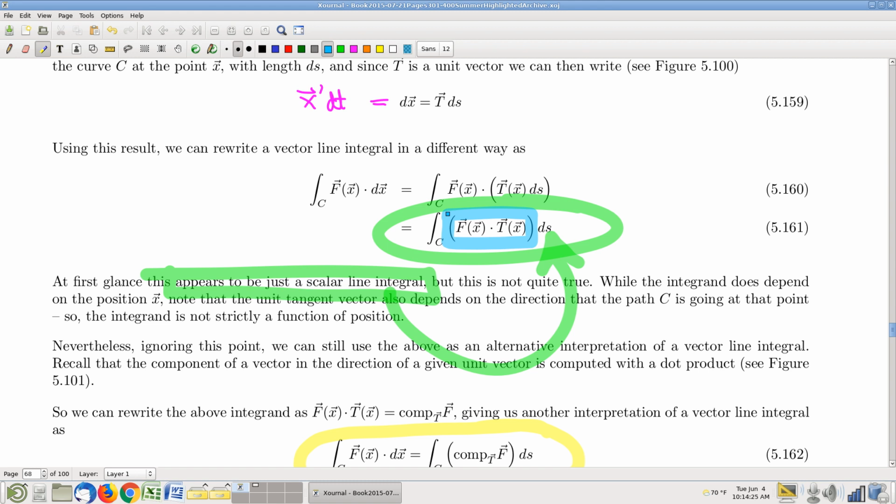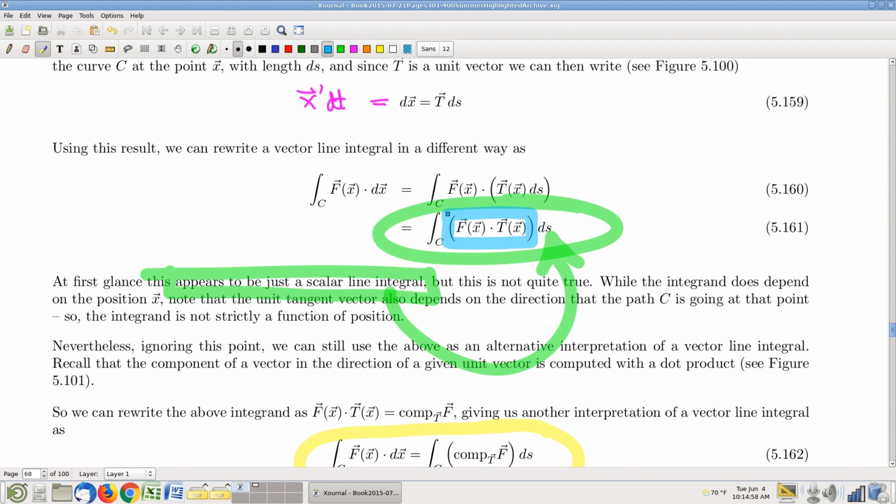This T here is not just a function of location. The vector field is a function of location. You give me a point x, y, z, that tells me what F is. But T depends not just on where you are, it depends on which direction the curve is going. Is the curve going that way? Is the curve going that way? It is really more naturally associated as part of the differential, and it's kind of awkward to have it seemingly inside of the domain here.